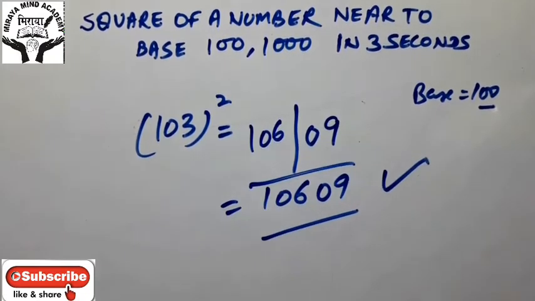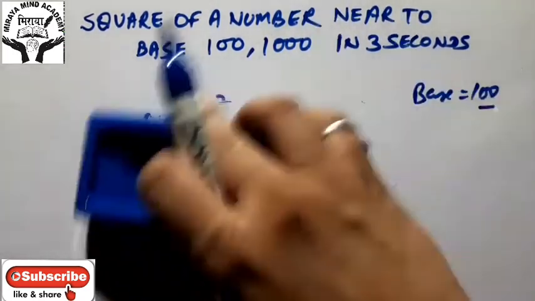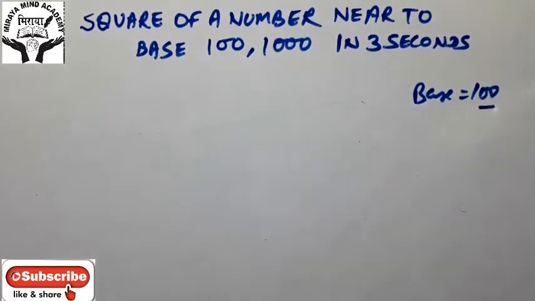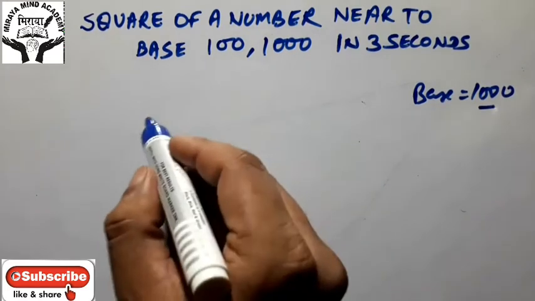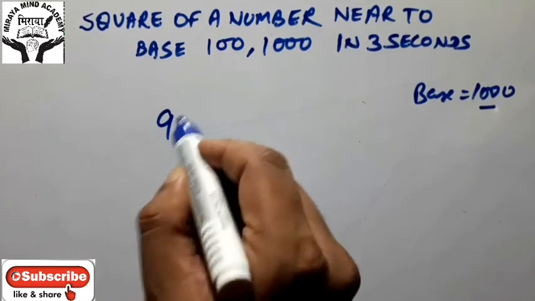It's a very fast, very easy method. You can easily do it. So let's take a few examples with base 1000. Now we are taking an example with base 1000. Let's take the first example as 998.